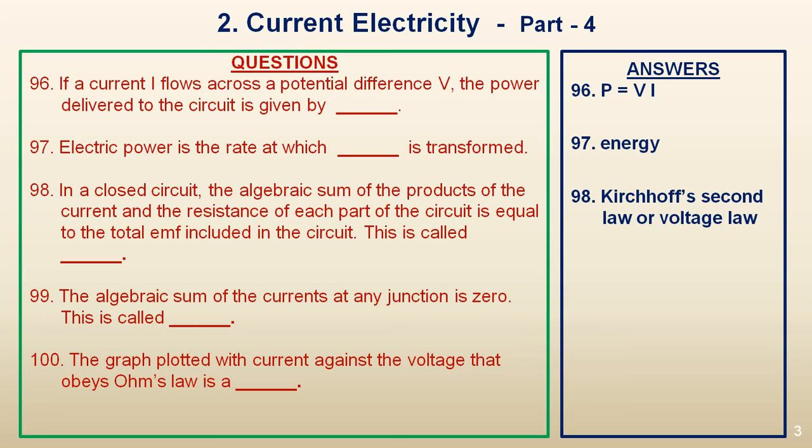Question number 99. The algebraic sum of the currents at any junction is 0. This is called Kirchhoff's first law or current law. Here the algebraic sum of the currents meeting at any junction is 0. Question number 100. The graph plotted with the current against the voltage that obeys Ohm's law is a straight line.